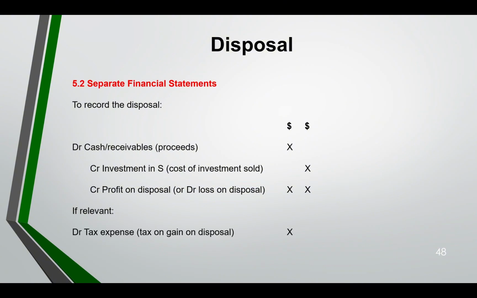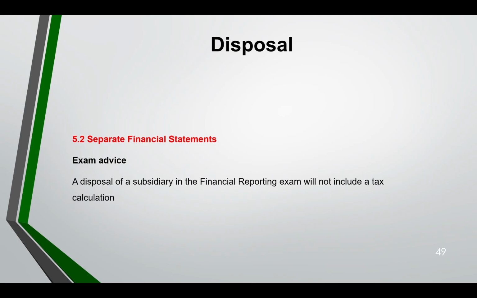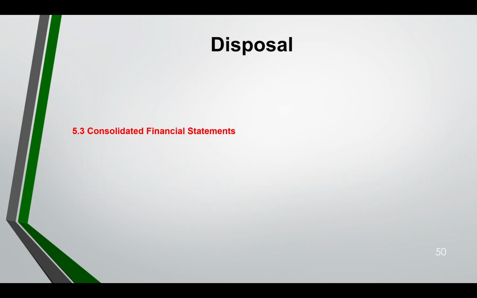And if relevant, if there's a tax expense, normally they do not ask the tax part. But if they ask, if there's a gain, you will debit the tax expense, and credit the tax payable, because it's a liability on you to pay that tax. Now, a disposal of subsidiary in your FR exam will not include this tax calculation. So you don't have to worry about it.